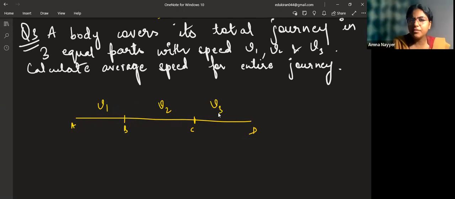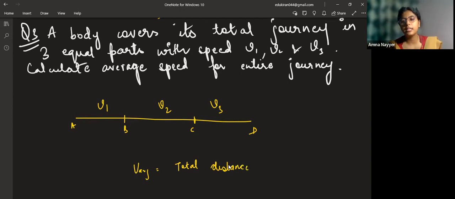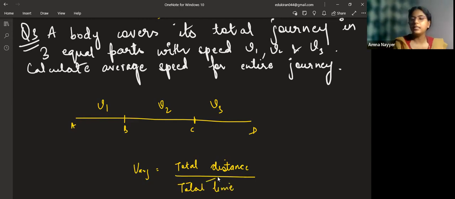Okay, class, one thing. If the body is covering its entire journey in 3 parts, I don't know what the distance is, right? And I want to find out the average speed. The question is saying a body covers its total journey in 3 equal parts with speeds V1, V2, and V3. Calculate average speed for the entire journey. Only speed is mentioned. Time is not given. Distance is not given. But our formula is the same. We will still use the formula total distance divided by total time. This will still remain the same. But I don't have distance. I don't have time.